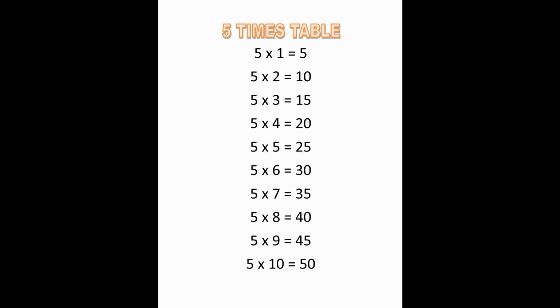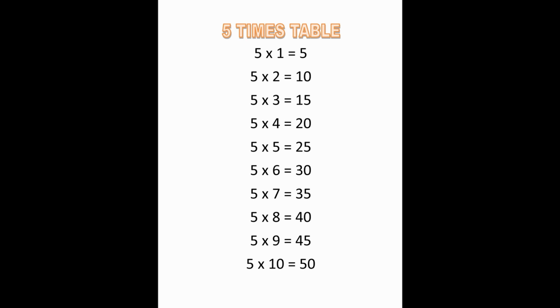5 times table. 5 times 1 is equal to 5. 5 times 2 is equal to 10. 5 times 3 is equal to 15. 5 times 4 is equal to 20. 5 times 5 is equal to 25. 5 times 6 is equal to 30.